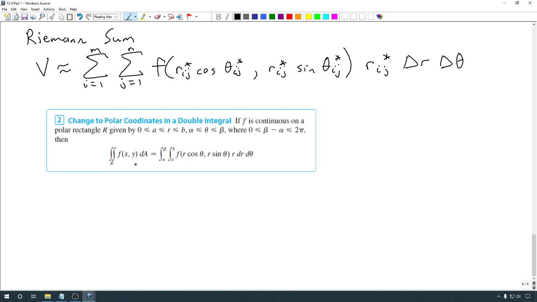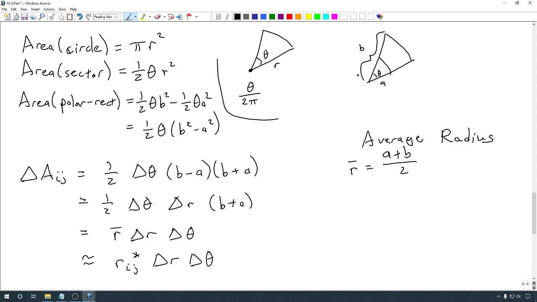So here we have the double integral of our function f of x y over some polar rectangle R is just the iterated integral from alpha to beta and from a to b, dr d theta, where we put r cosine theta and r sine theta into f. But notice we do have an extra r in here. That comes from the r_ij star that we got from our formula for the area of the sector, or the area of the polar rectangle.